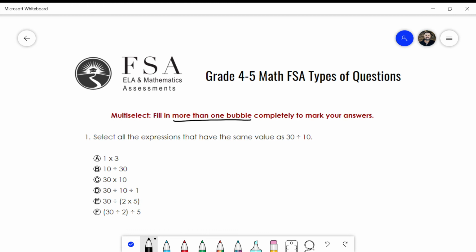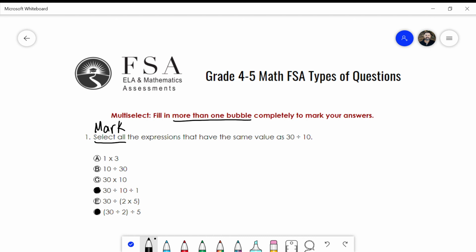And so when you see a question that says select all or mark all, anything like that, for example, select all the expressions that have the same value as 30 divided by 10, that's a multi-select. You need to put more than one answer. So you go through your process, you solve your question, and once you've narrowed down your answers, you want to make sure you bubble them in completely. So for this question, letter D and letter F are my answers. So notice how I have 2 answers.